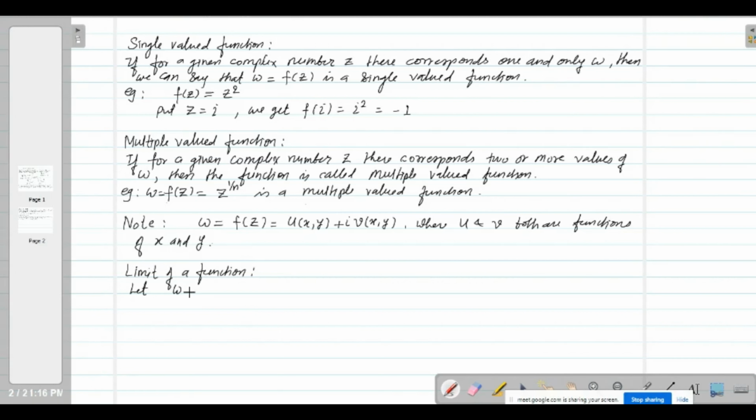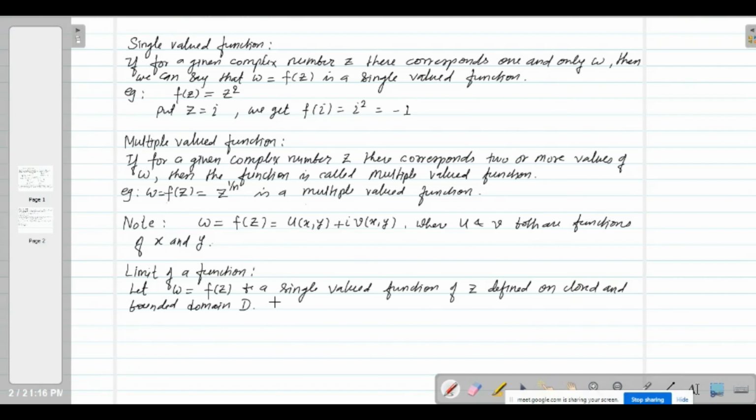Let omega equal to f of z be a single valued function of z defined on a closed and bounded domain, say the domain name is D.